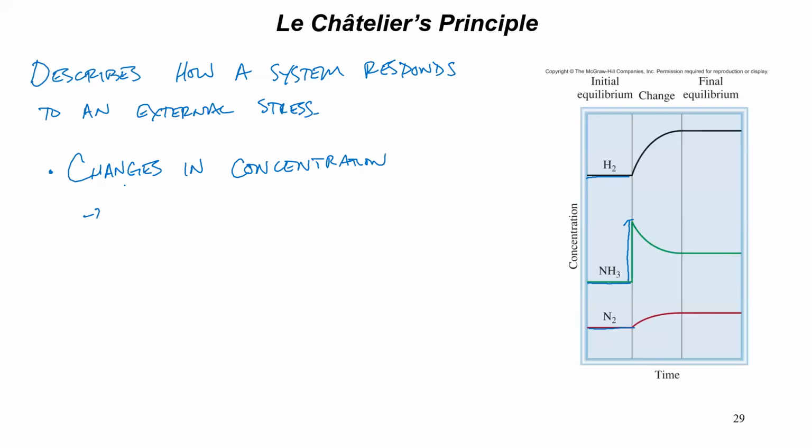So if we're thinking about this particular reaction, the concentration of ammonia is increased. That is the external stress, and then there's the reaction that the system's going to do, right? So this is external.